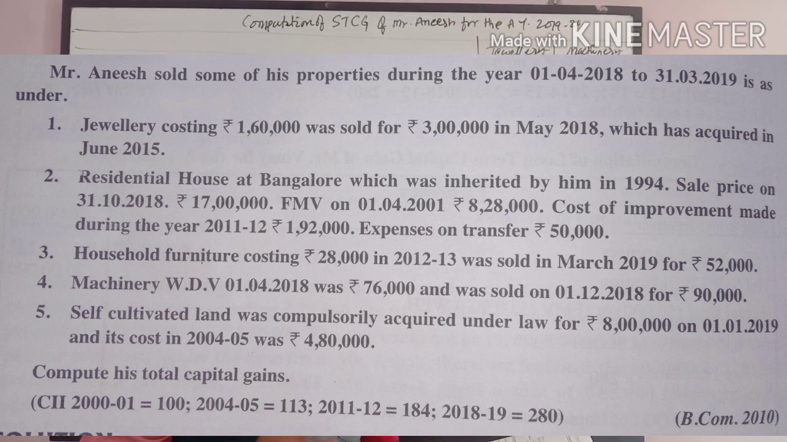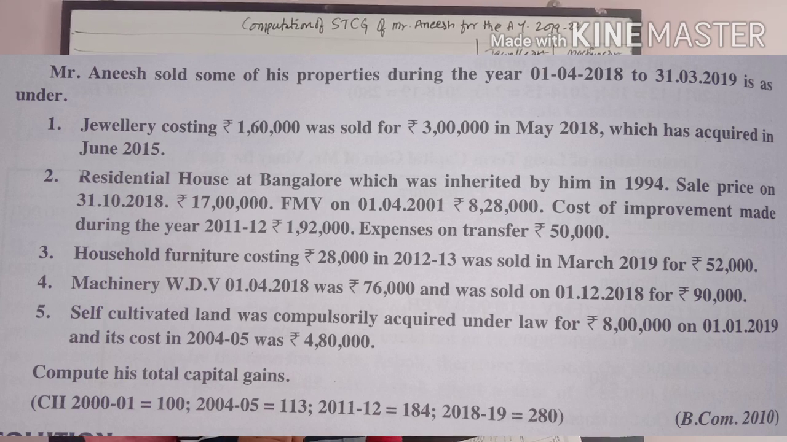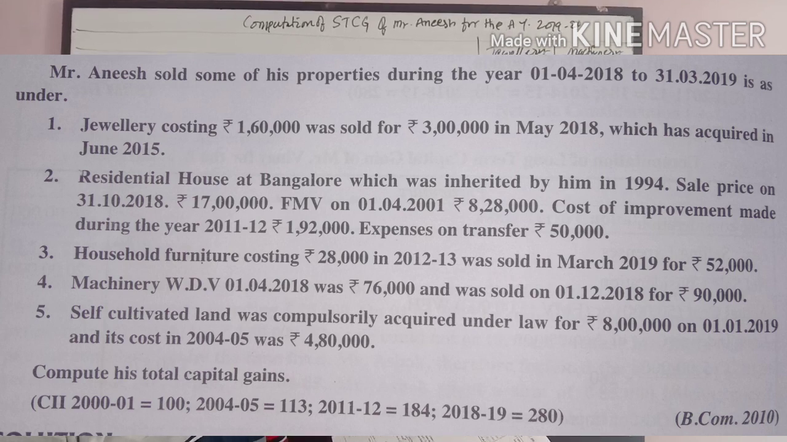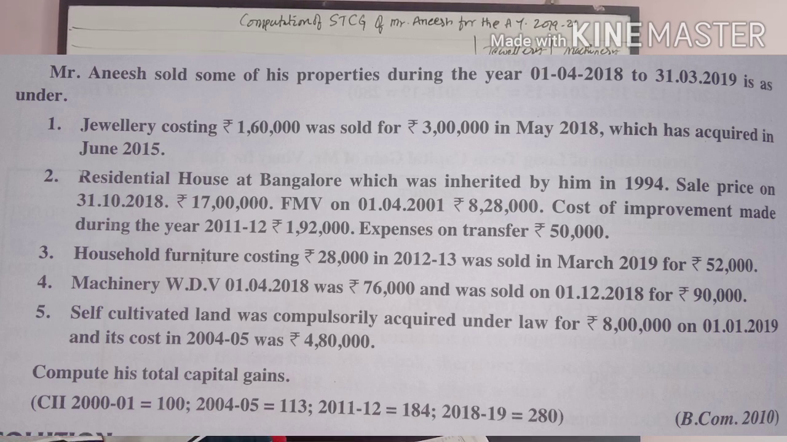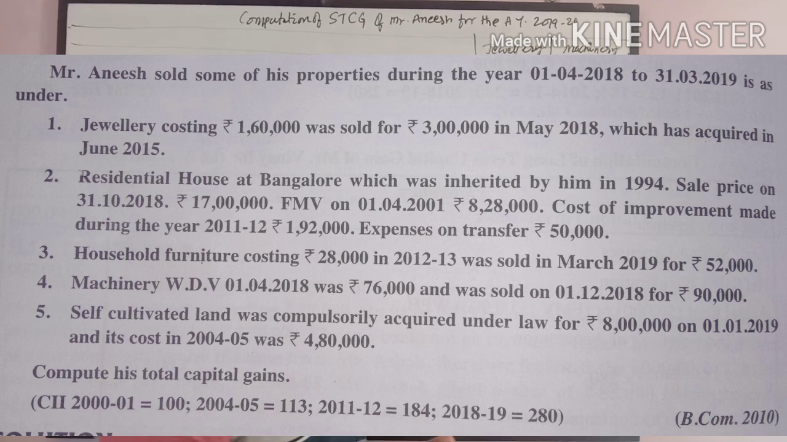Then machinery, WDV of the machinery is 76,000 and was sold on 1/12/2018 for 90,000. When WDV is given, it comes under STCG. Self-cultivated land was compulsorily acquired under land law for 8 lakhs on 1/1/19 and the cost in 2004-05 is 4,80,000. So self-cultivated land comes under LTCG. So two assets are under STCG, two assets are under LTCG.